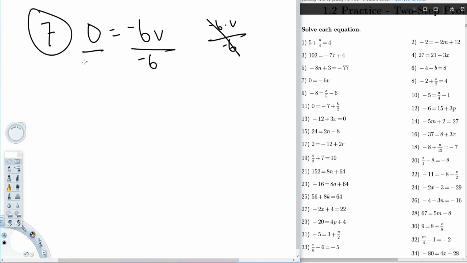And here we have a -6 on this side. So what do we have? We have 0 over -6 equals, this cancels, v. Now this is kind of like a jip, because 0 divided by anything equals 0. So therefore the answer is v equals 0.